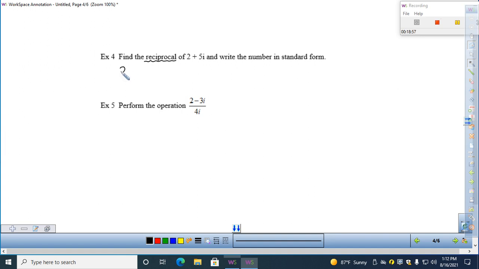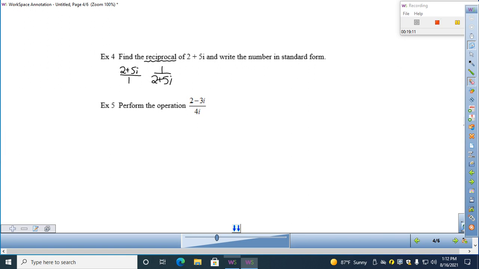Don't write this on your paper, but this is the number. Any value can be written over 1, and so the reciprocal of it is this right here. So this is what you write on your paper. That's the reciprocal of 2 plus 5i. Please go ahead and make sure that's written down. The idea essentially is working with complex numbers to eliminate i in the denominator. And that's what I have here, I have this i in the denominator. Does everyone see that all right?